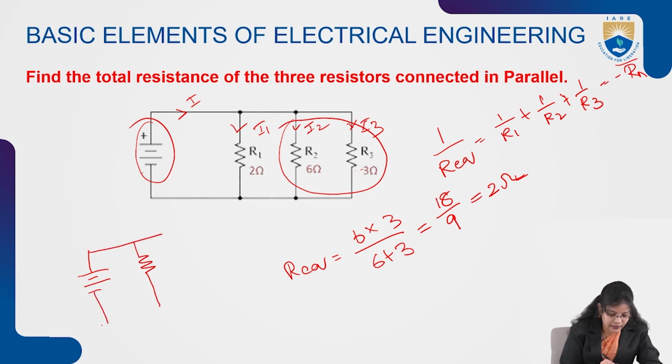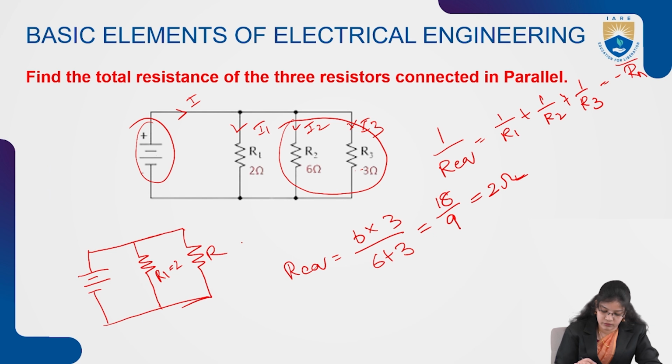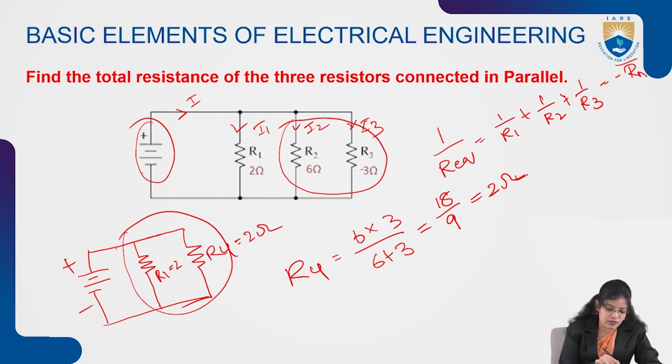So we have not calculated this resistance. After reducing these two resistors, we'll get a single resistance which will be in parallel with the previous resistor. R1 will be taken as 2 ohms, and here we can consider this as R4, which will be 2 ohms. So now these two resistors are also in parallel.